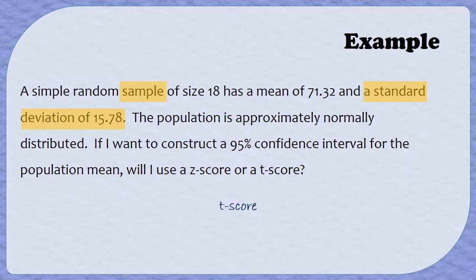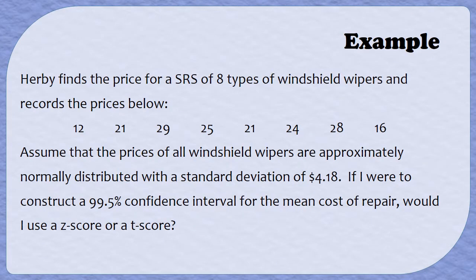Let's do another example. Suppose that Herbie finds the price for a simple random sample of 8 types of windshield wipers and records the prices below. So these are prices of windshield wipers. Assume that the prices of all windshield wipers are approximately normally distributed with a standard deviation of $4.18. If I were to construct a 99.5% confidence interval for the mean cost of repairs, would I use a z-score or a t-score?